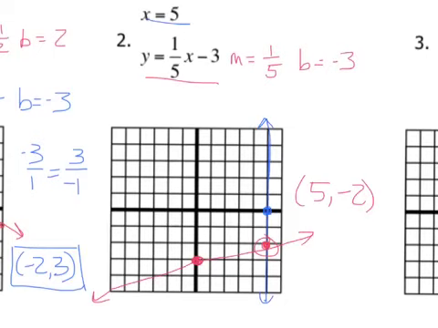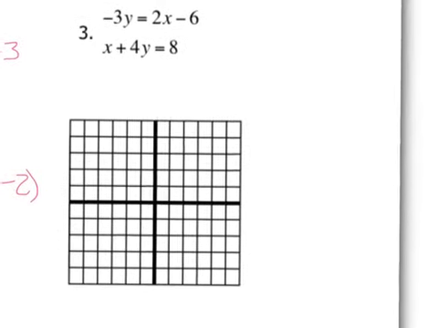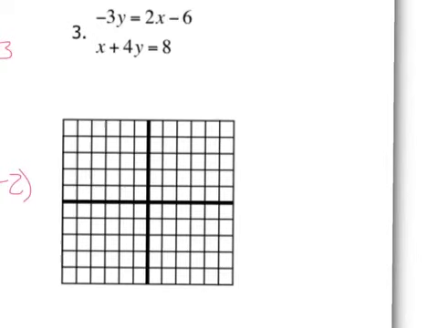Okay, and last but not least, number 3, you have a little bit of solving to do. Okay, I got to get y by itself. So top equation, I have to divide by a -3 on every piece. And then that one's in slope intercept, so I have y equals -2/3 x, -6 divided by -3 is a +2. So then my b is 2, my m is -2/3.